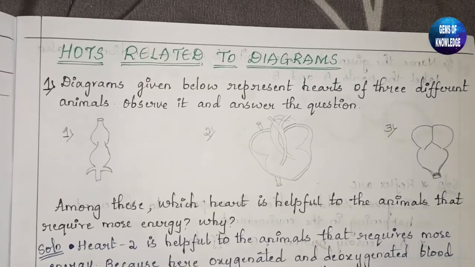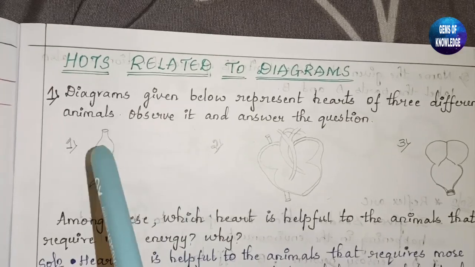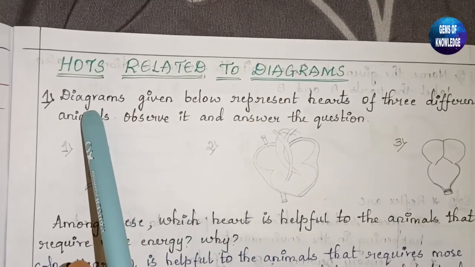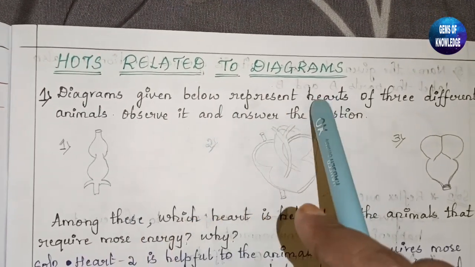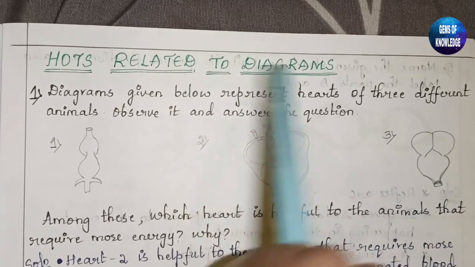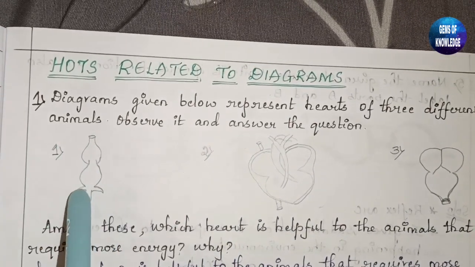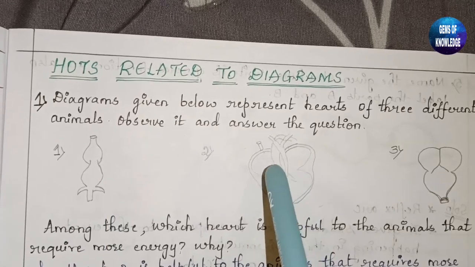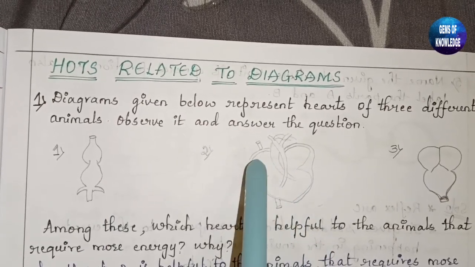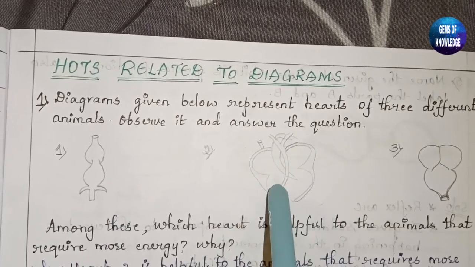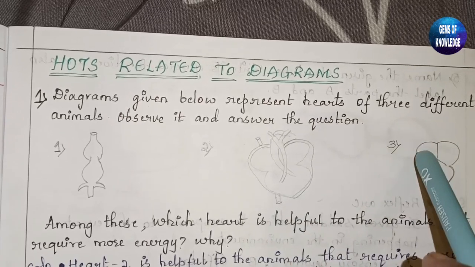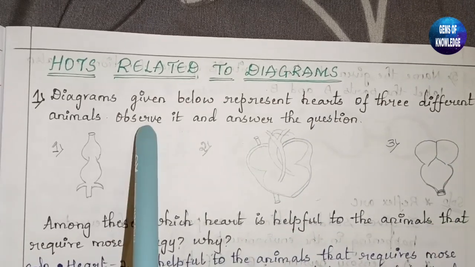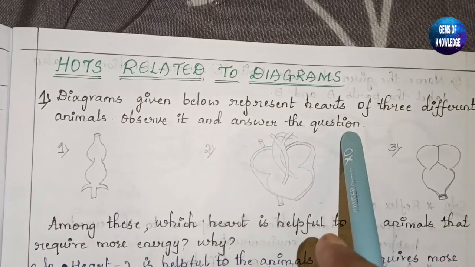Here I have taken a few examples. The first question is: the diagrams given below represent hearts of three different animals. The first diagram is two chambered, this diagram is four chambered, as you can see, 1 2 3 4 chambered heart, and this is three chambered. Observe it and answer the question they have given.